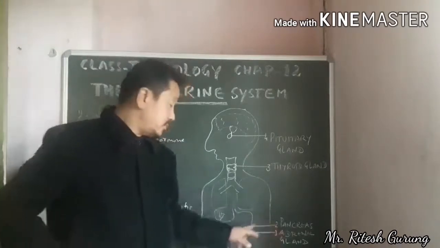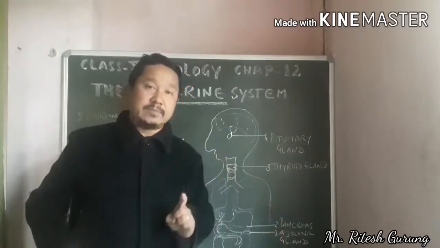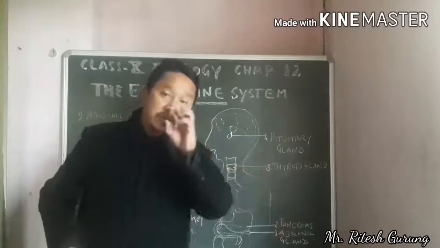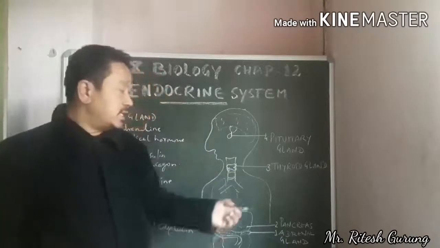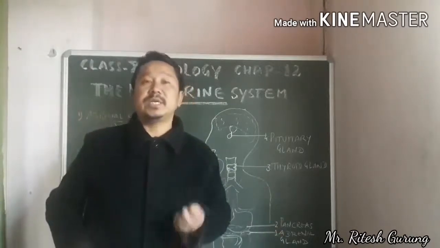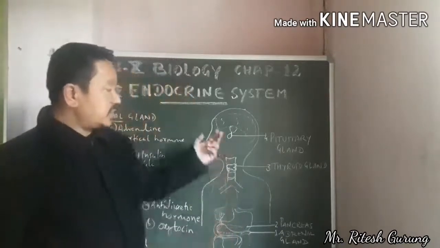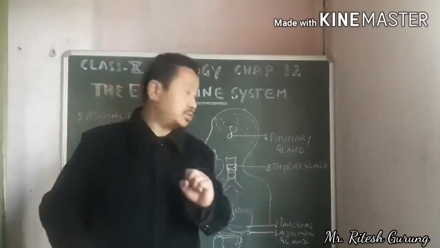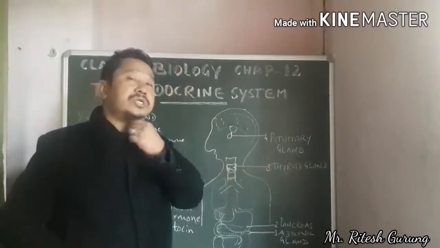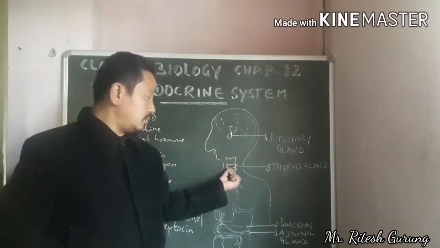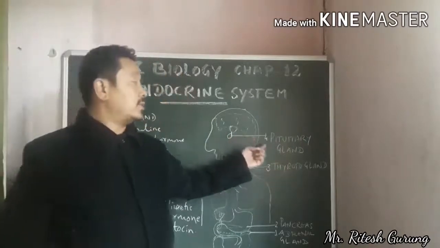Then the pancreas is there. The pancreas is also called a dual gland, D-U-A-L, because the pancreas contains a cluster of cells responsible for producing some hormones, and on the other side the pancreas also produces pancreatic juice for the digestion of food. So the pancreas is called the dual gland also. Then number 3 we have got the thyroid gland, in the throat region, right on the thyroid. Then in the brain we have got the pituitary gland.